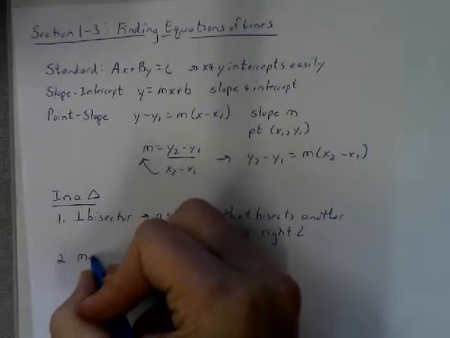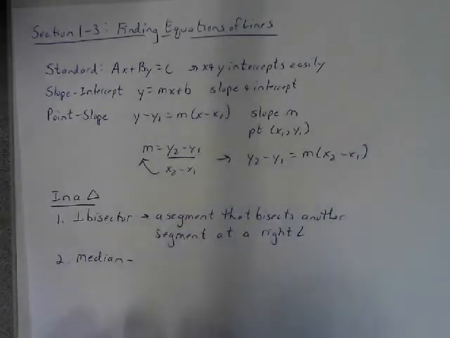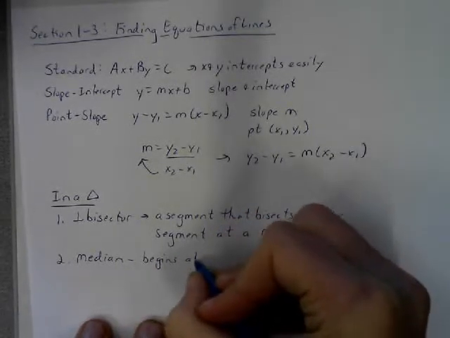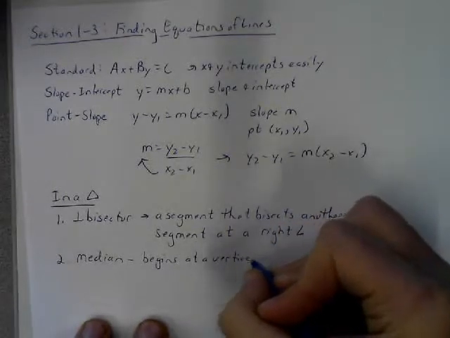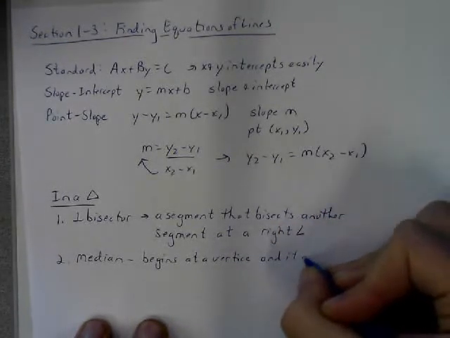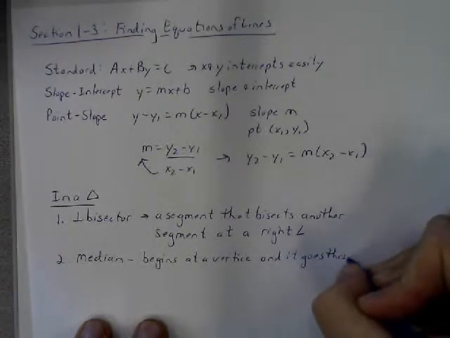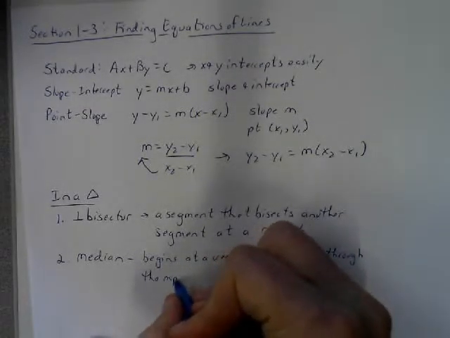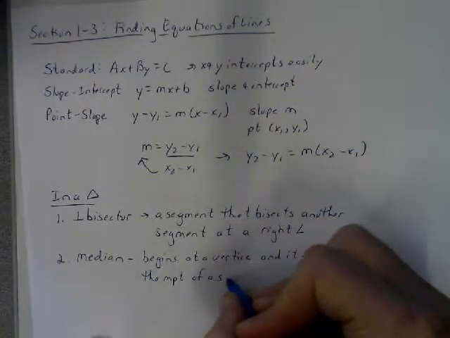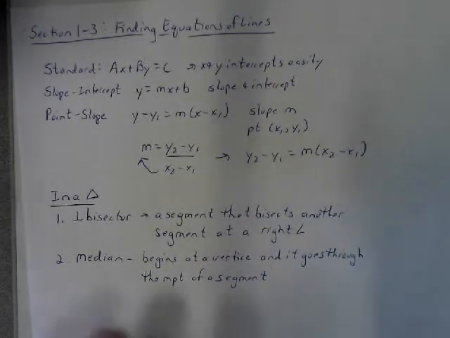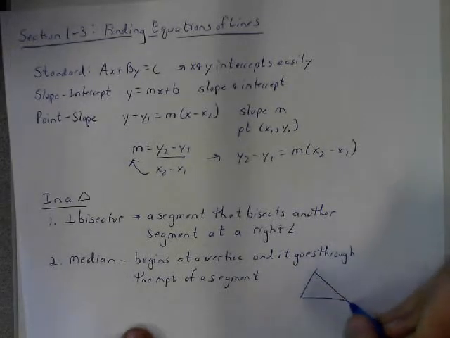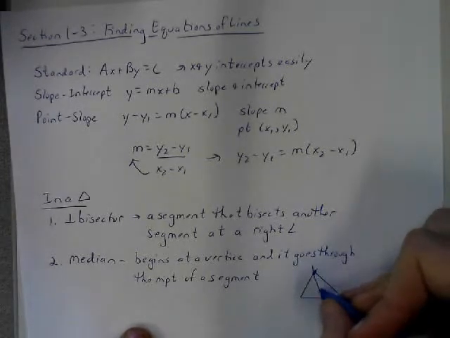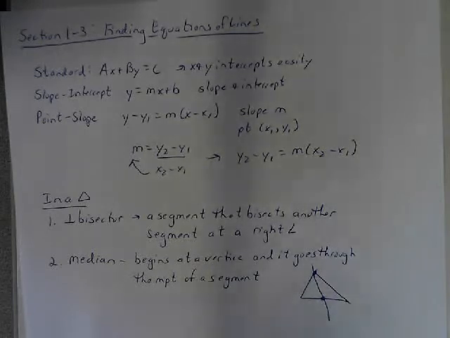Number two, the median line. The median line starts at a vertice and it goes through the midpoint of a segment. So for instance, if I draw this triangle over here, if I start from this vertice, the midpoint's about there. You can see that this median line is not a perpendicular bisector.